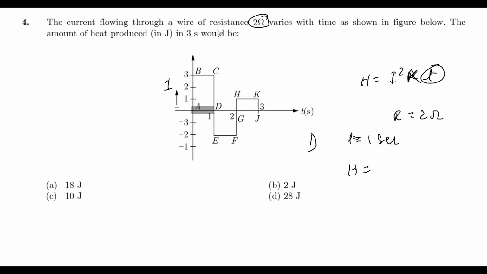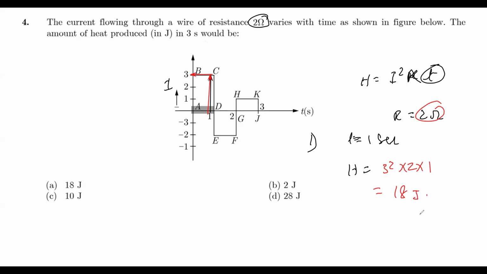Can you figure out from this graph the current flowing in the first 1 second? For the first 1 second, you can see that the current produced is 3. So replacing I with 3, 3 square into R. What is R here? R is 2, given already, and time is 1 second. So 3 square is 9, 9 into 2 is 18. So 18 joule. That is case one, right?